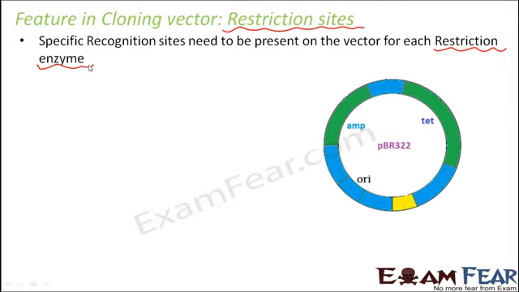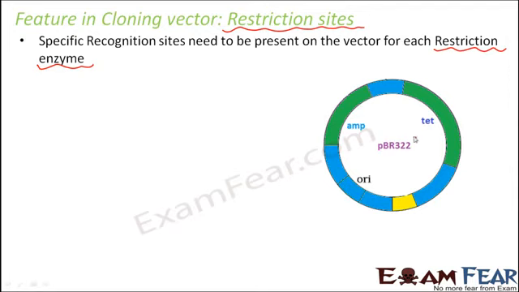There are so many restriction enzymes, but each of these enzymes has a specific restriction site or a specific recognition sequence. All those recognition sequences need to be present on the vector, even if not for all of them, then at least for many of them, because if those restriction sites are not present, the restriction enzymes will not be able to operate. Restriction enzymes operate only when the recognition sequence or the restriction sites are present.